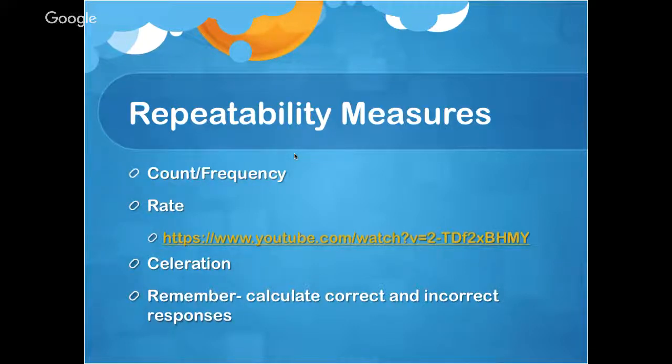One good thing to remember about repeatability measures is to calculate the correct and incorrect responses. So for example, with deceleration, I may say the first day I got 5 right, but I got 8 wrong. And then we want the number right to increase and the number wrong to decrease.